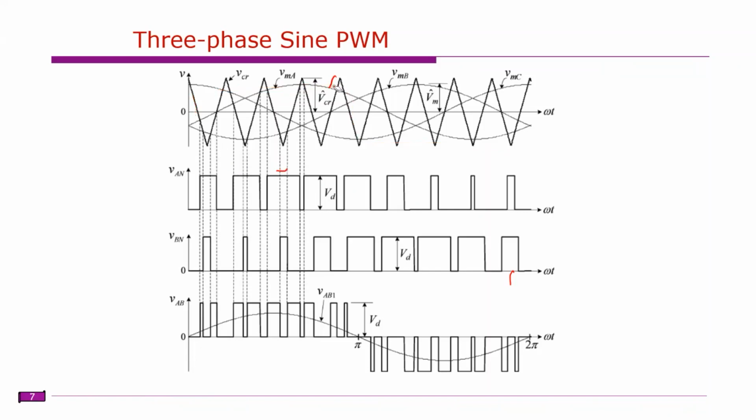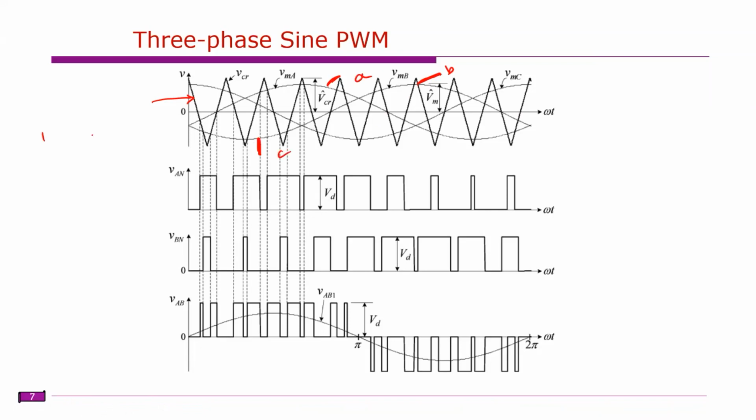Now we have this sine PWM technique. These are the carriers. You have only one carrier, and it is compared with a reference modulating signal. Here you have three phases, so each phase is modulated by one modulating signal. This is the A phase modulating signal, this is the B phase modulating signal, and this is the C phase modulating signal.